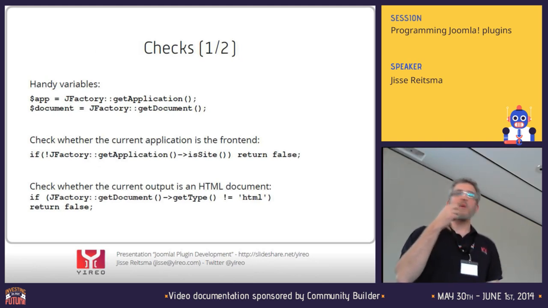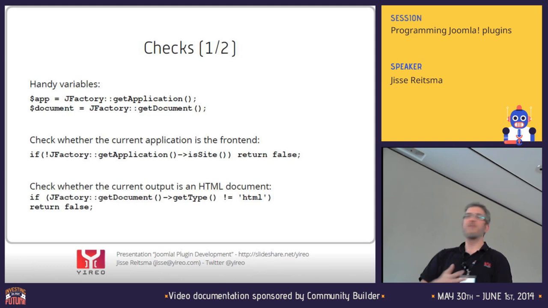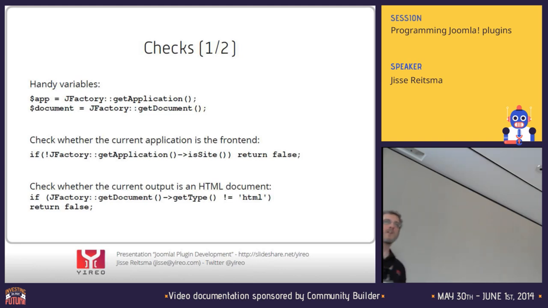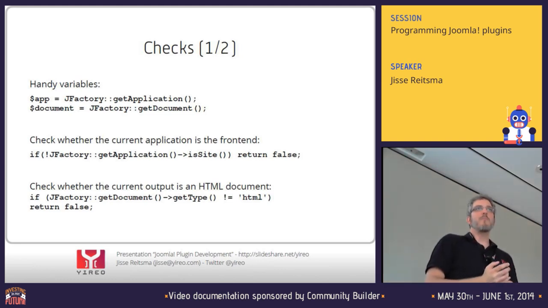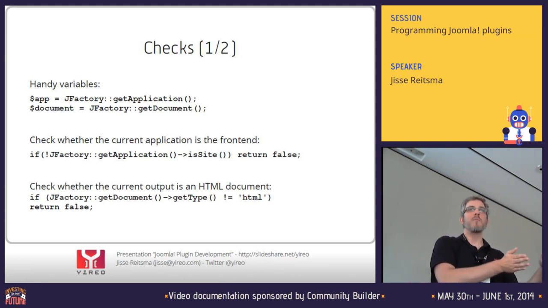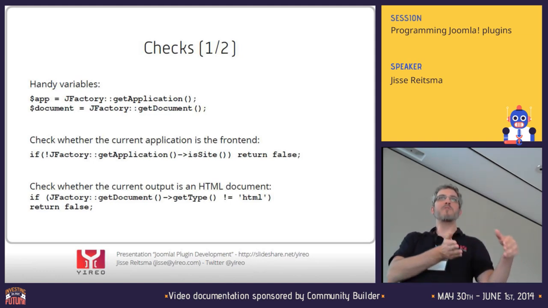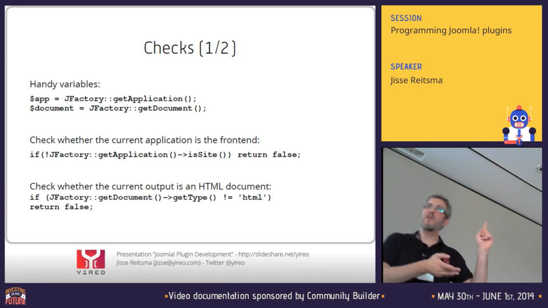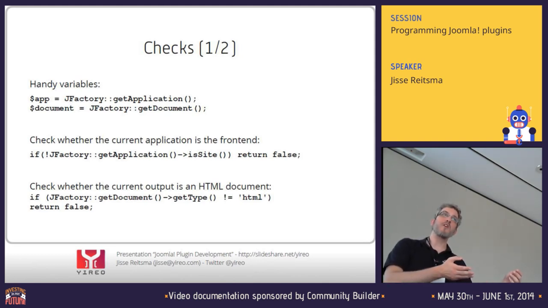When writing my own plugins, I usually bump into a couple of things that I always need to be checking for. And one thing I'm always checking for is whether the current application is actually the front end, so the site application, and not the back end. So for instance, if I'm removing multiple versions of jQuery, that's something I really want to do on the front end. But if something goes wrong with that, and my plugin is not working properly, perhaps not one jQuery library is removed, but all jQuery libraries are removed, and suddenly I'm left with no jQuery at all.